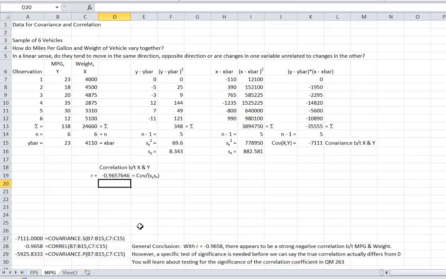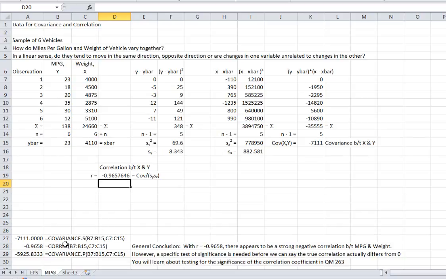Okay. Now, just one last thing. You can see that there are certain commands that you can use in Excel. Covariance.s, covariance.p. S is dealing with sample. P assumes you have a population. We didn't do any population problem. Any covariance and correlation that I have you do will be a sample.